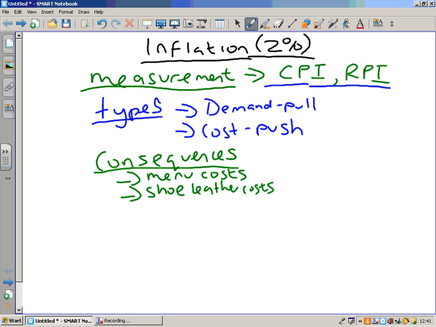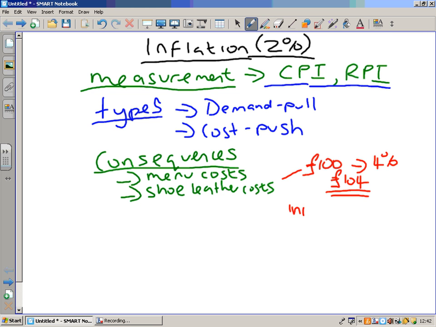Shoe leather costs. When people put money in the bank, they will look for the best interest rate. If we have inflation in the economy, then that interest rate becomes more and more important. Let's think about why. If I have £100 to invest into a bank and I find a 4% interest rate, I know my money at the end of the year will be worth roughly £104.